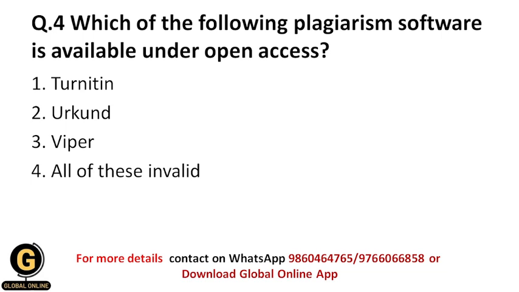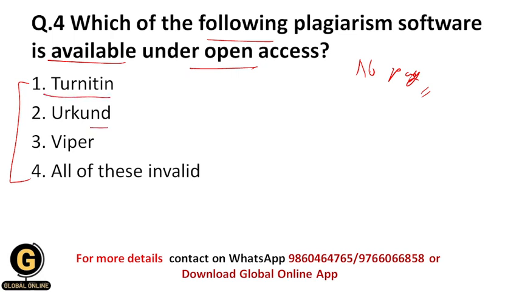Which of the following plagiarism software is available under open access? Now from these options there is one option which is a plagiarism software, and it is available under open access. Under open access means there is no need to pay the fees for it. It gives you the functioning, that too free of cost. So whether it is Turnitin, whether it is Urkund, whether it is Viper, whether it is all of these, invalid.